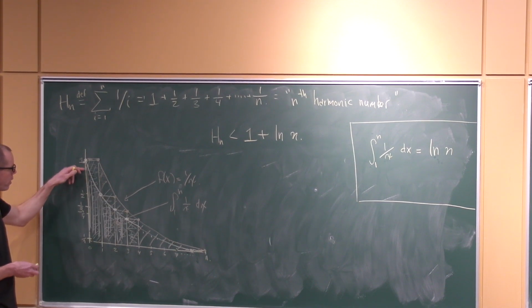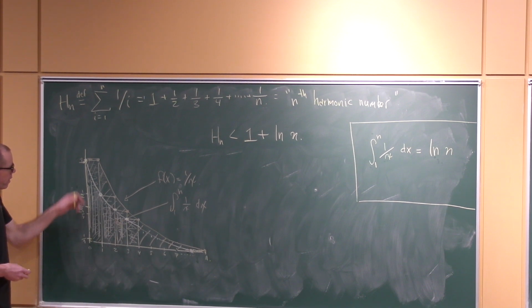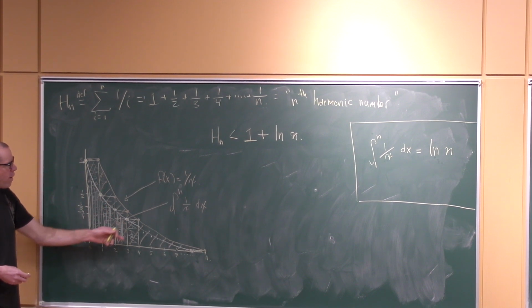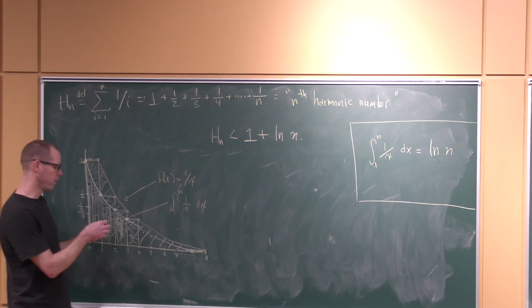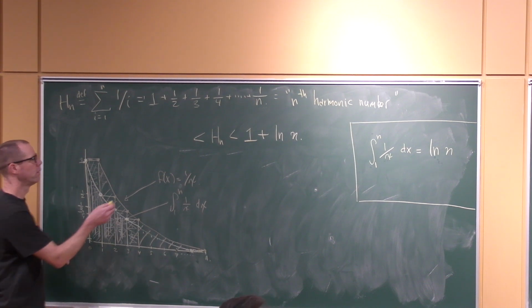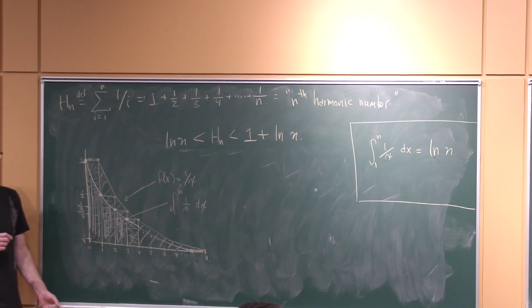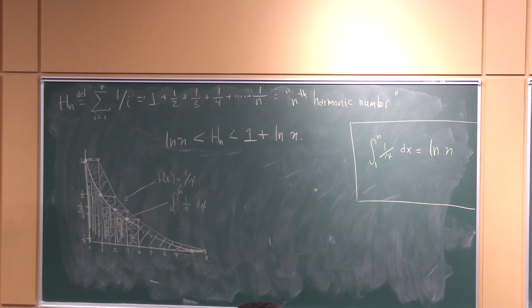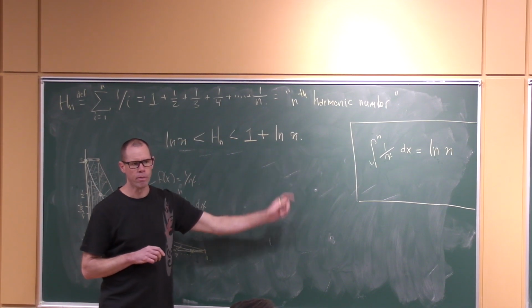And so actually the area under this curve is contained in all of these rectangles, which means that it must be smaller than all these rectangles. But the area under this curve is still that integral, which evaluates to the natural logarithm of n. Okay. So this thing is sandwiched between the natural logarithm of n and 1 plus the natural logarithm of n.